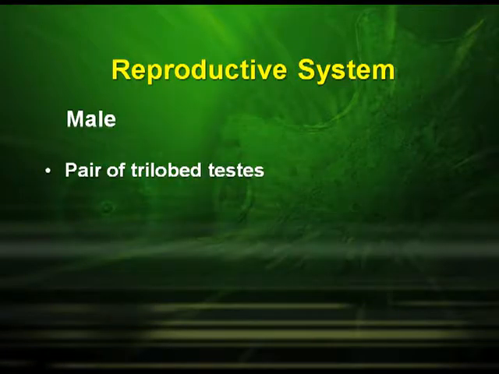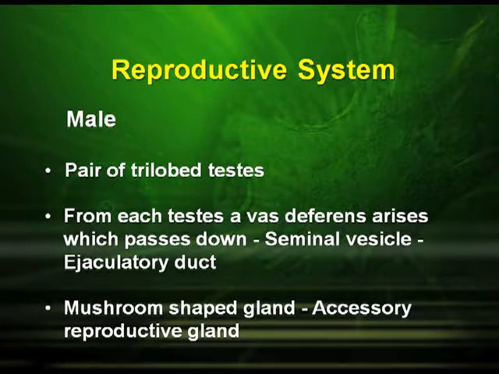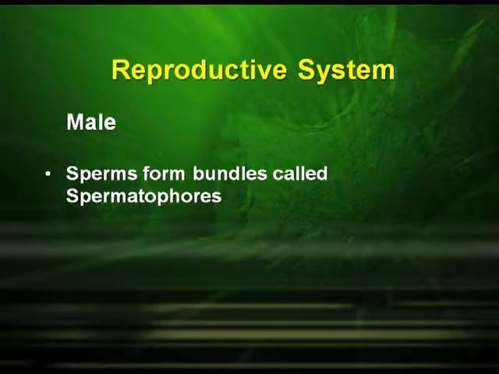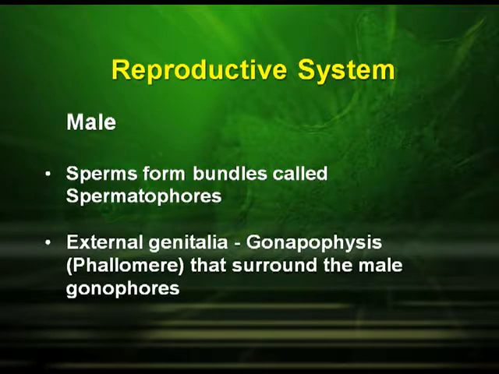In the case of the male, they have a pair of trilobed testes. From each testis, a vas deferens arises, which passes down through the seminal vesicle into the ejaculatory duct. They have an accessory reproductive gland which is mushroom shaped. The sperms form bundles called spermatophores, and the external genitalia is the gonapophysis, which is the phallomere that surrounds the male gonopore.